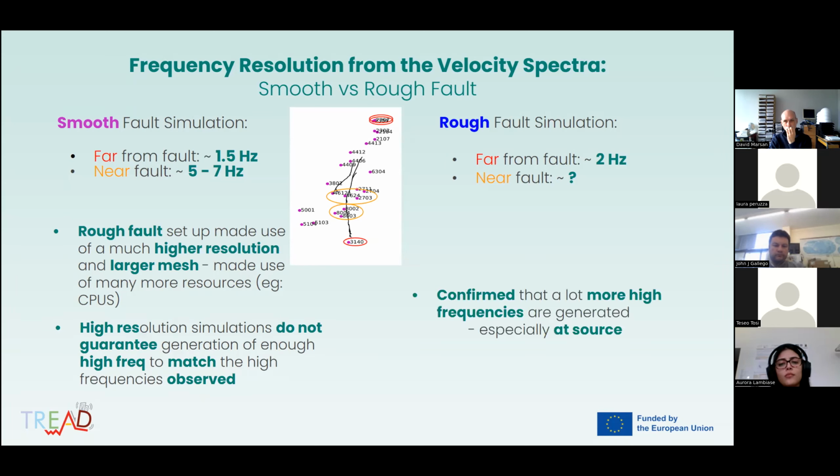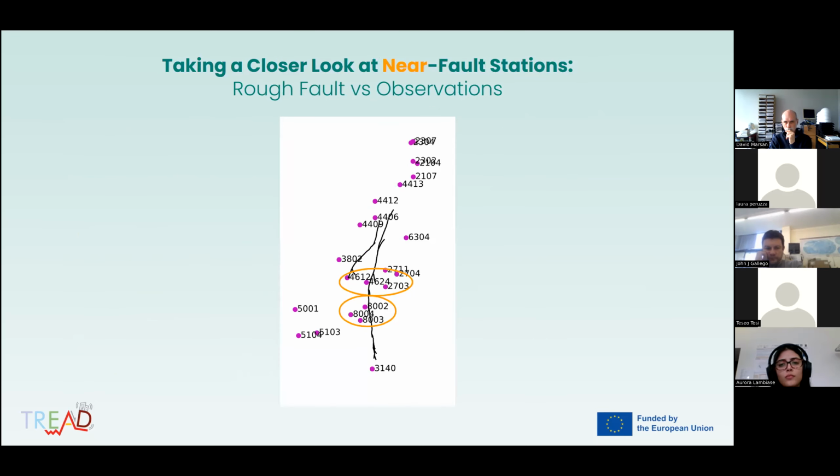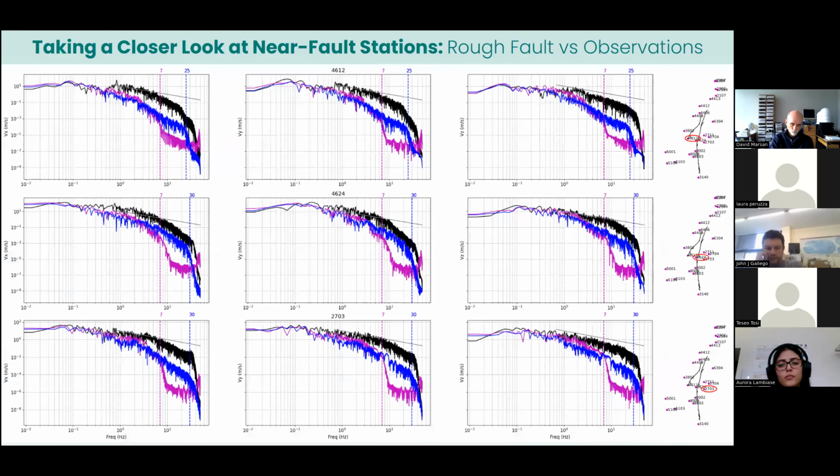So from this, we can more or less confirm that a lot more high frequencies are actually generated, especially at the source. So then I wanted to look a bit closer at those near the fault. Basically what I did is look at the whole spectra. It's the same data that we saw before, just looking at the whole entire thing. And looking at the rough simulation, we can see that it more or less follows the same trend that the observed data has. And there's this end bit, which I wasn't entirely sure how to interpret, whether it can actually be interpreted as a fall off.